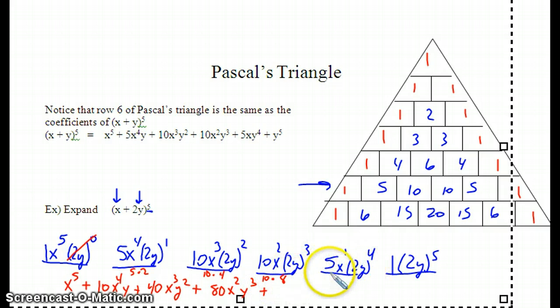Here, I'm going to have this 5, and I'm going to multiply that by 2 to the 4th power, which is 16, and that's going to give me 80 again, x y to the 4th. And finally I have 1, which I multiply by 2 to the 5th power, which is 32, so it's going to be plus 32 y to the 5th. And so this is going to be my answer to this binomial expanded.